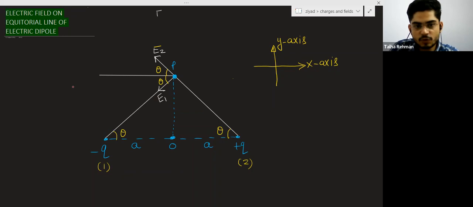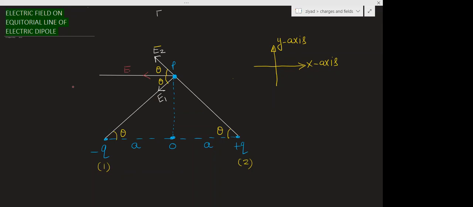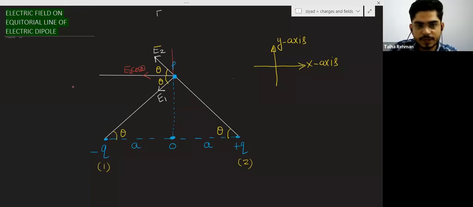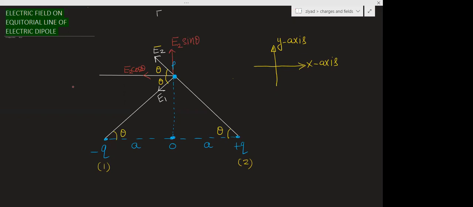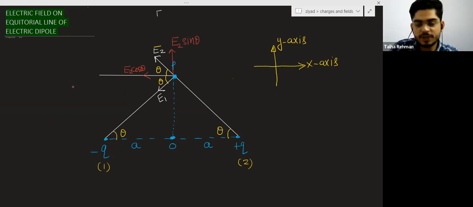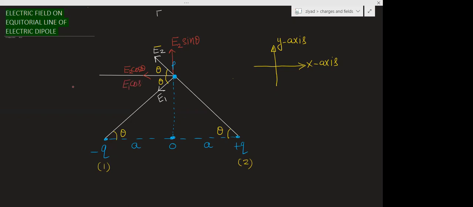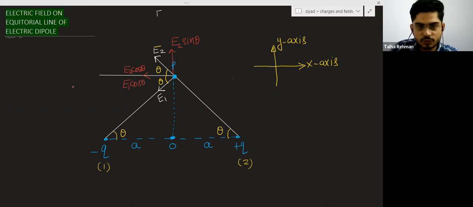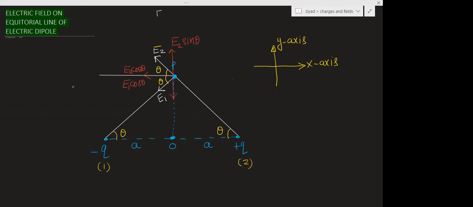Now I am taking a component. The component of this E2 in this direction is E2 cos theta. And in this direction, the component of E2 will be E2 sin theta. Similar thing we will do for E1. In this direction, E1 cos theta, and this vector is in this direction, so we will take E1 sin theta.